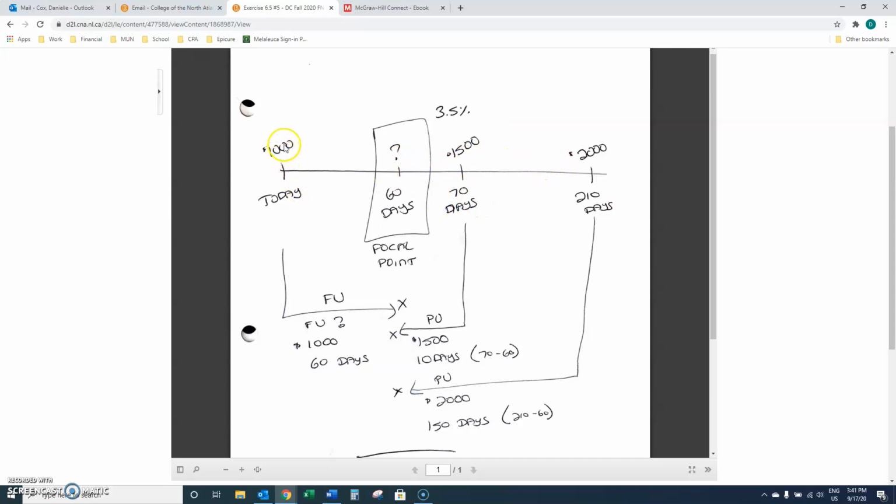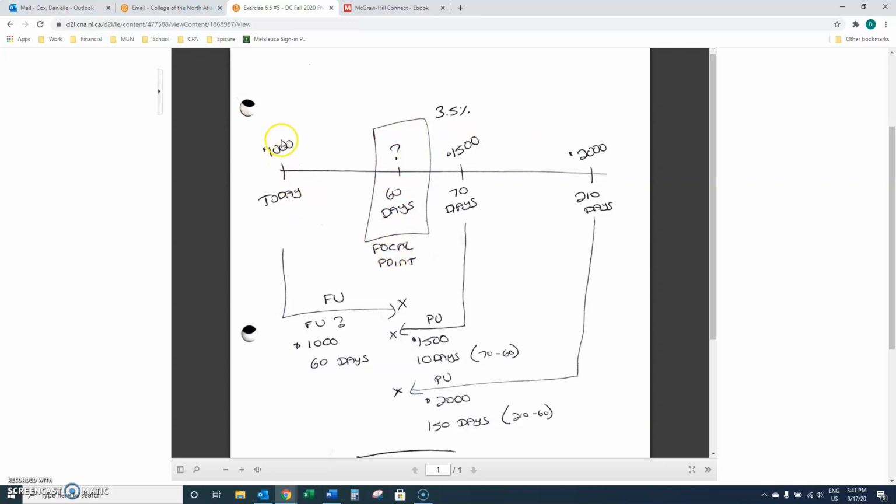The first step, this is our focal point. You need to pick one date as your focal date or focal point. We're obviously trying to calculate what the value of those 3 payments is at this date, so this is going to be my focal point. And the book discusses that.